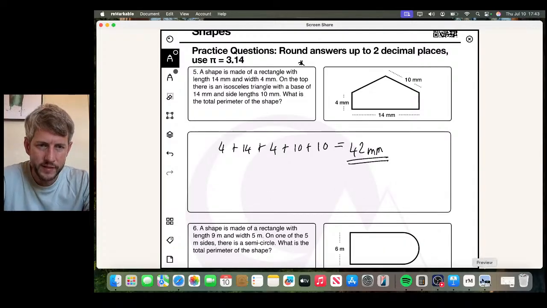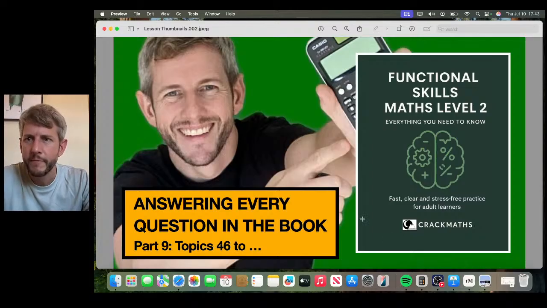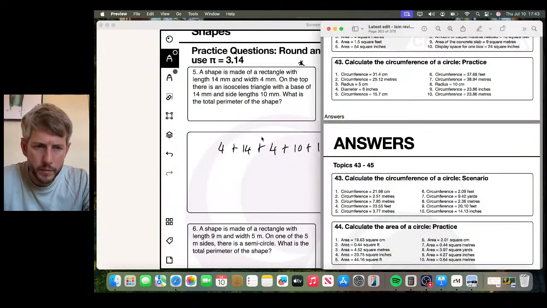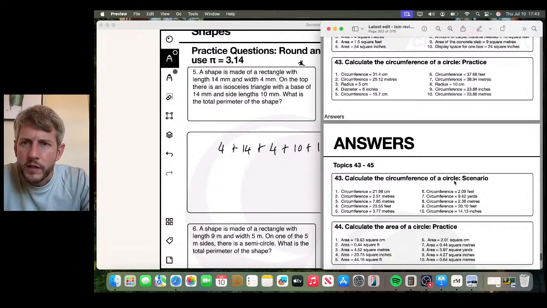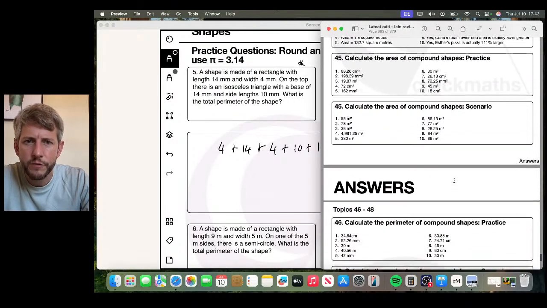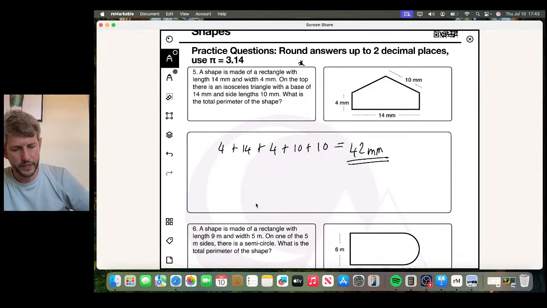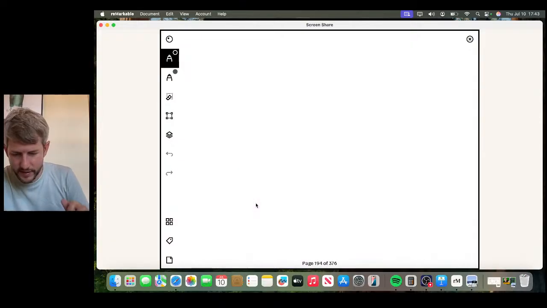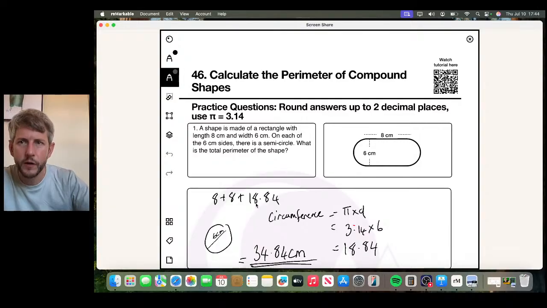So let's get the answers up so we can get this marked. Okay, let's minimize that. Here we go. So this is 45, question 5. Okay, and we'll do the first 5 answers. Okay, so let's turn this here.